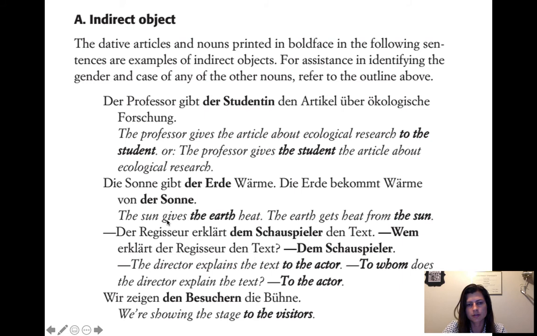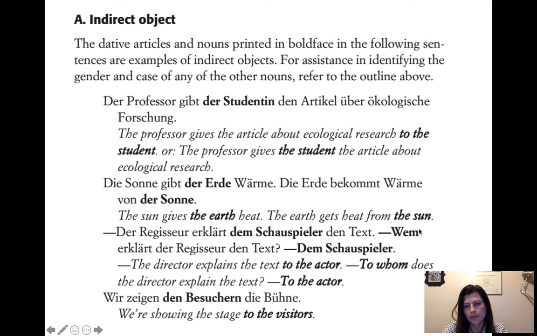But it's the dative there, but for a slightly different reason. It's not an indirect object, it's an object of a preposition. Okay, der Regisseur erklärt dem Schauspieler den Text. So the director explains the text to the actor. So this is the indirect object, dem Schauspieler, and then den Text, that's the direct object.